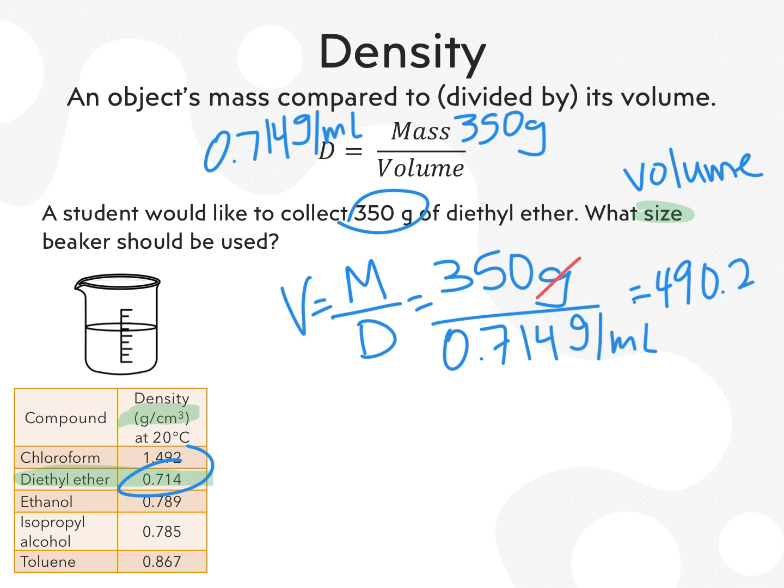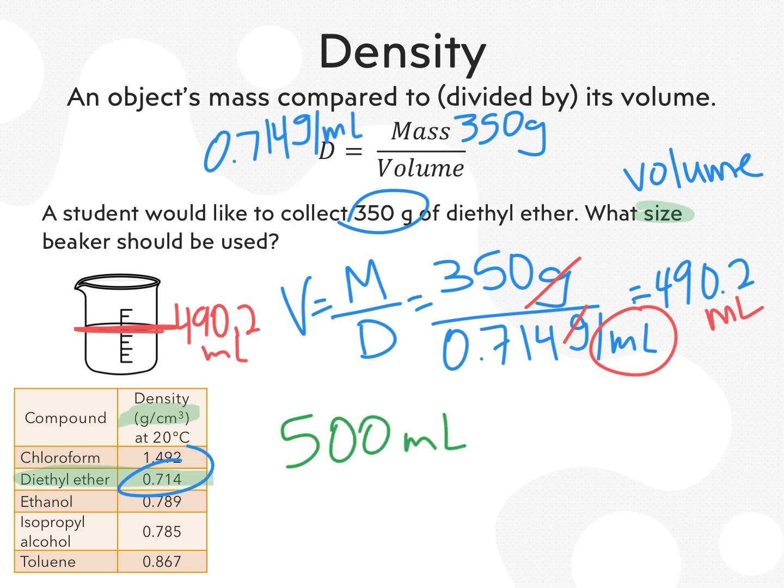For my unit, the grams cancel, and I'm left with milliliters on the bottom of the bottom, which means milliliters is on the top. By the way, that's not the size of my beaker. This number here is 490.2 milliliters. But my beaker needs to be a bit larger than that. I don't want my liquid to fall out of it. So I need a beaker that is at least 500 milliliters or larger. But you're not ever going to find a beaker that holds exactly 490.2 milliliters. We need something that size or bigger.